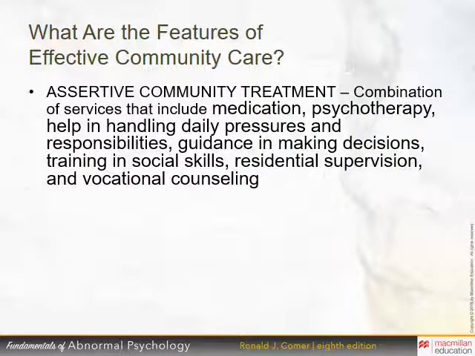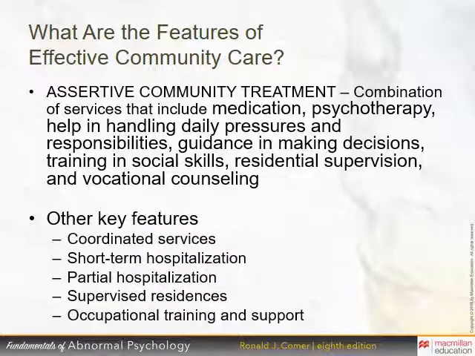So effective community care looks like this. There is assertive community treatment, which is a combination of services that include medication, psychotherapy, help in handling daily pressures and responsibilities, guidance in making decisions, training in social skills, residential supervision, and vocational counseling. Other key features are coordinated services, short-term hospitalization and partial hospitalization when necessary, supervised residences, and then occupational training and support.